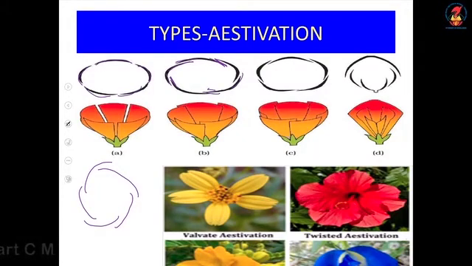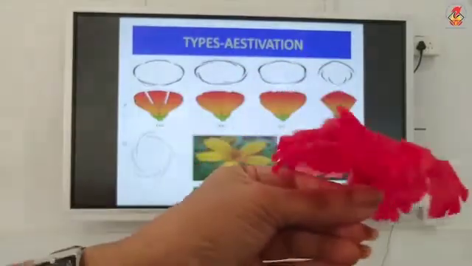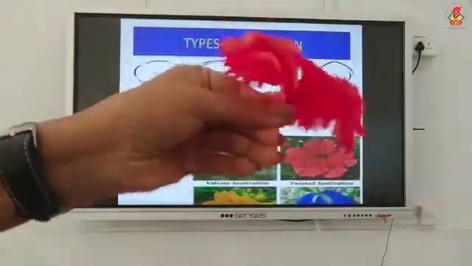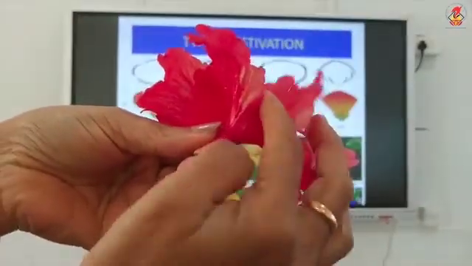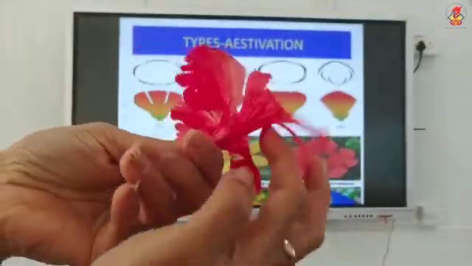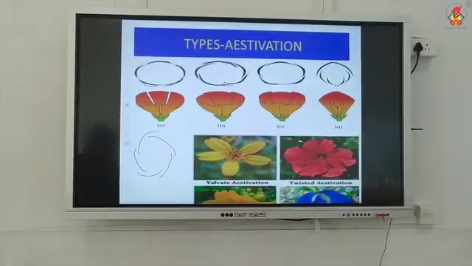And which is the flower which shows twisted aestivation? Hibiscus. Very clear. Hibiscus shows twisted aestivation. See, twisted. If you notice at the base, you can find it twisted. See, one overlapping the other. Clear?